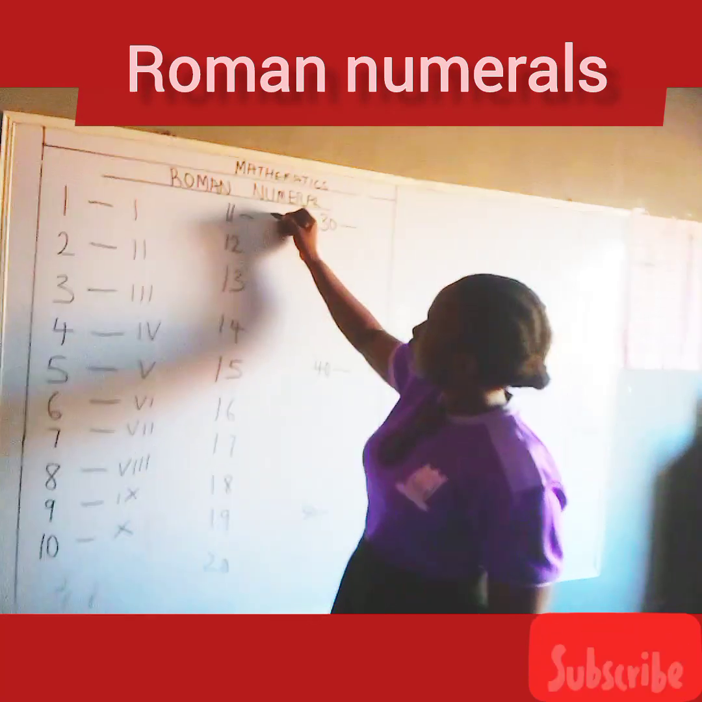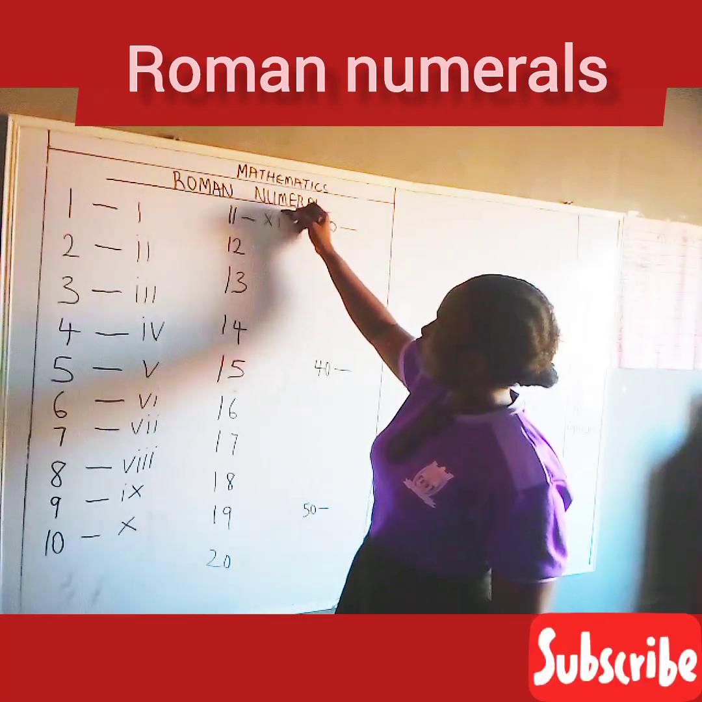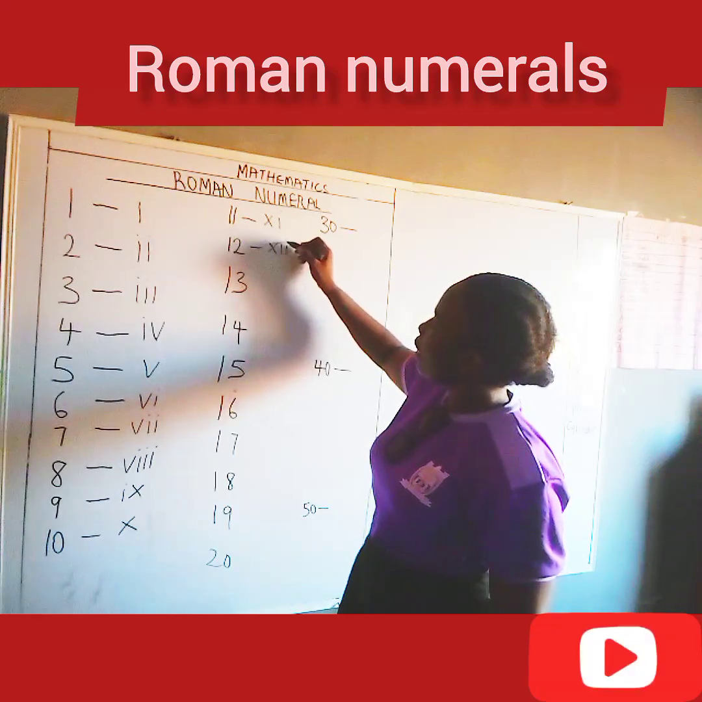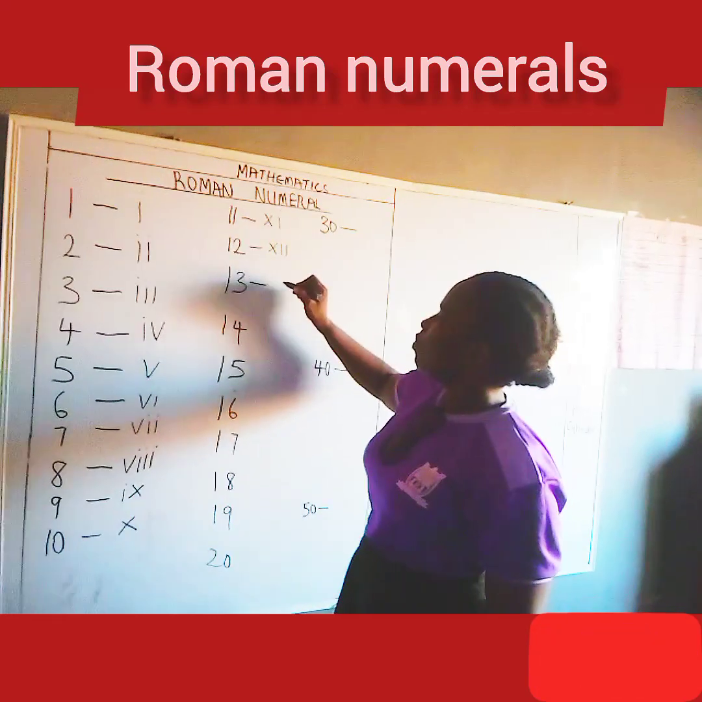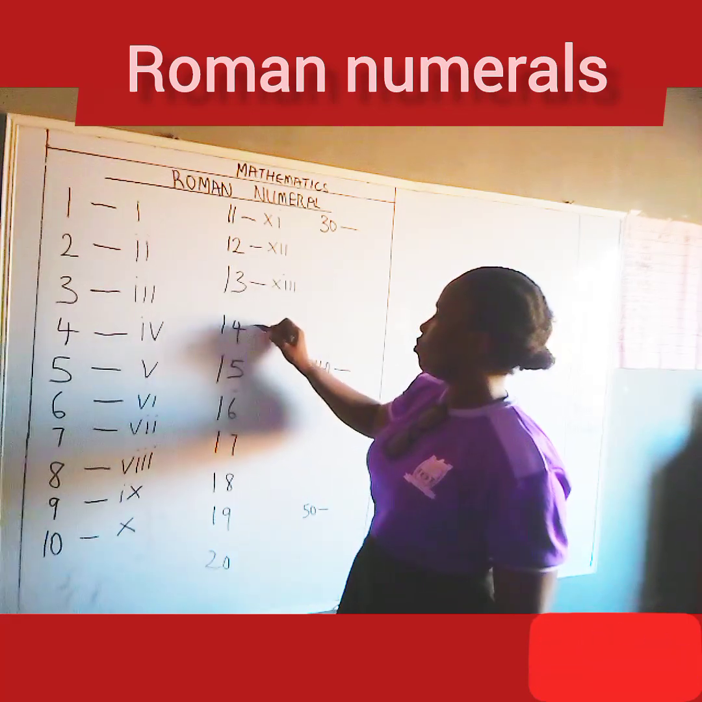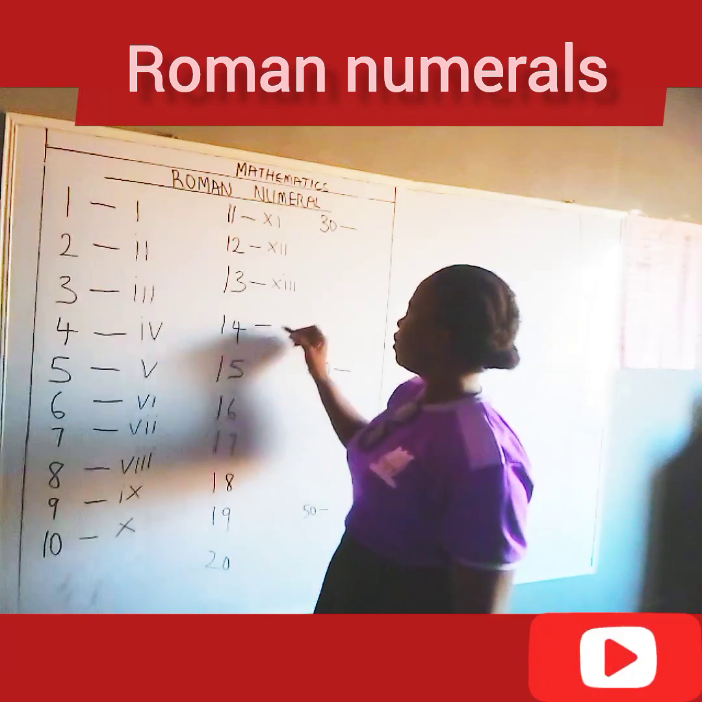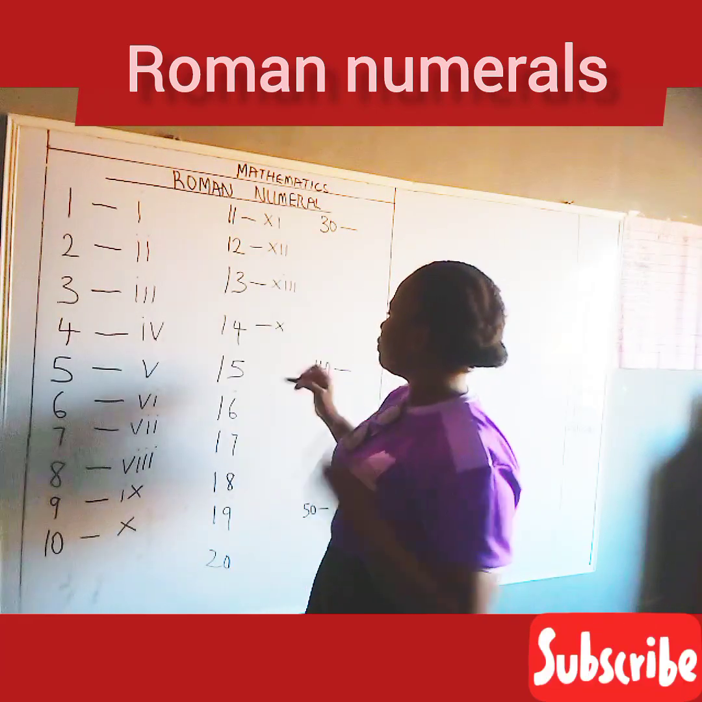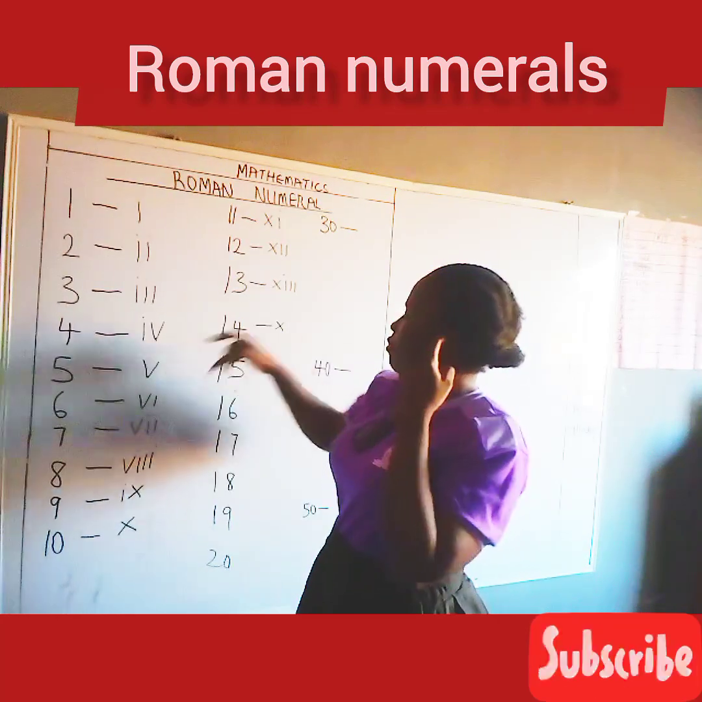11 will be 10, that will be X, then 1, I. 12 will be XII. 13 will be XIII. I think you get the logic. 14 will be X, that's 10. Then 4, don't forget 4 is IV.